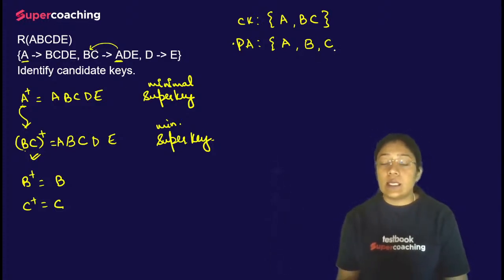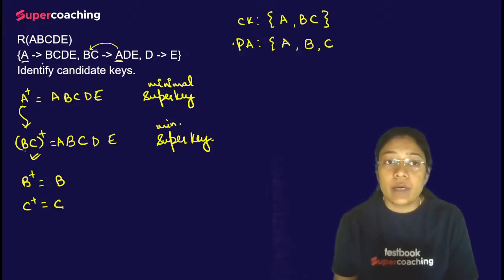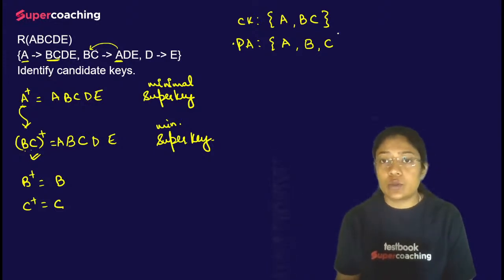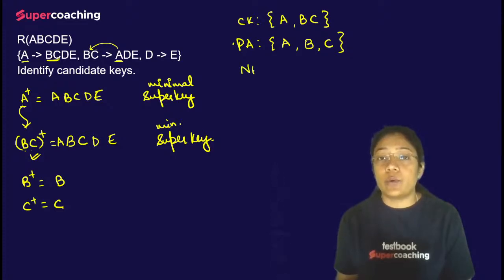Now, are B, C present on the right hand side of any dependency? Yes, it is present on the right hand side of A. Already हम A closure find कर चुके हैं. So these are the two possible candidate keys for the given relation and the functional dependency set. Non-prime attributes: out of total 5 attributes, 3 are the prime attributes, so the remaining 2 attributes will be the non-prime attributes.